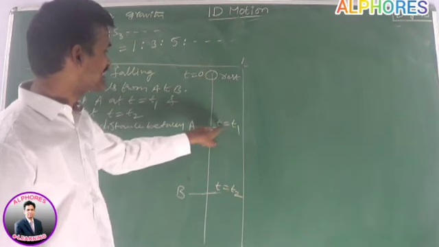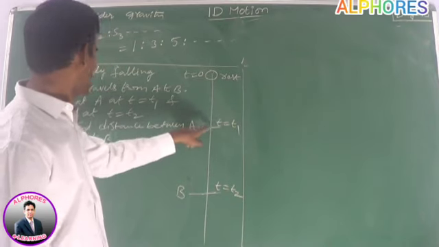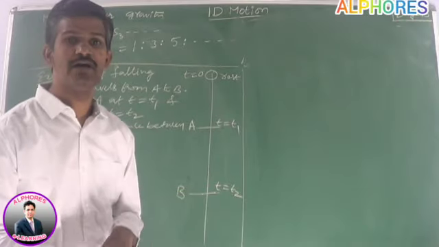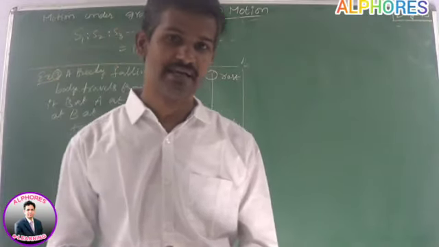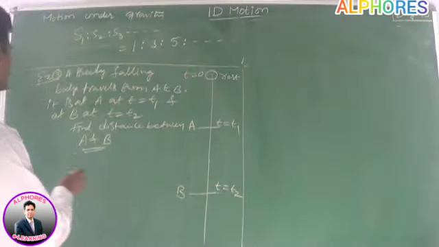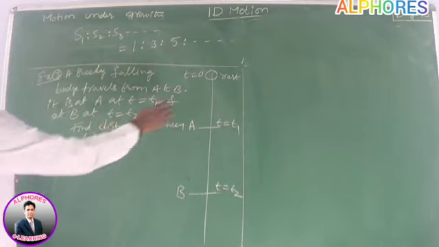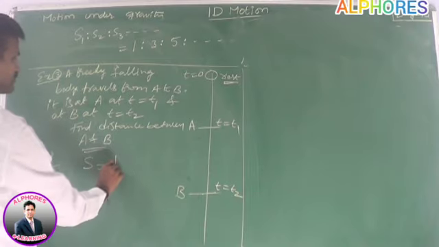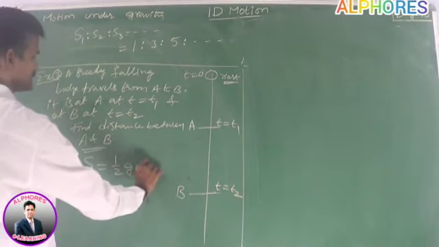It is at t equal to t1, it is at A, and at t equal to t2, it is at B. We have to find the distance between A and B. For this, I am using the fact that it is a freely falling body, released from rest. So I can use s is equal to half g t square.